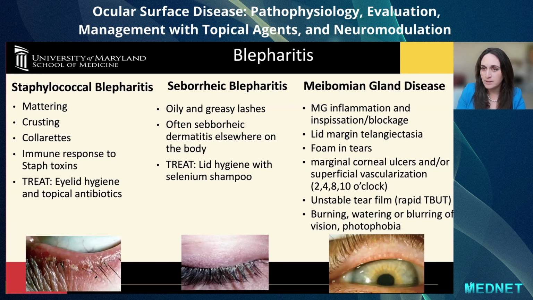And then meibomian gland disease has inflammation of the meibomian glands, blocked meibomian glands. You can see telangiectasia along the lid margin, foamy tears, and you can also see marginal corneal ulcers where the eyelids sit on the cornea, and an unstable tear film, so a rapid tear breakup time. Again, we'll go through all of the different diagnostic tools. And these patients often complain about burning, watering, or blurring of their vision.